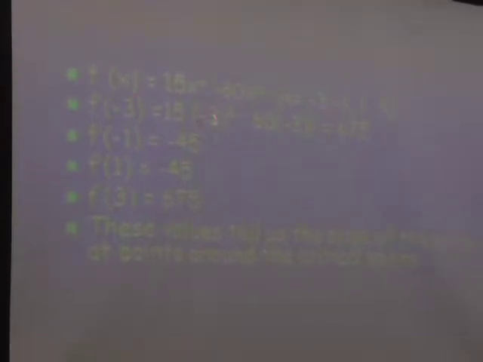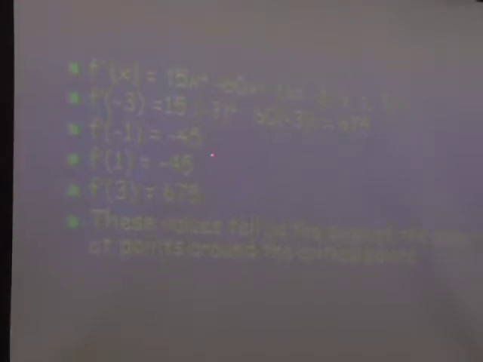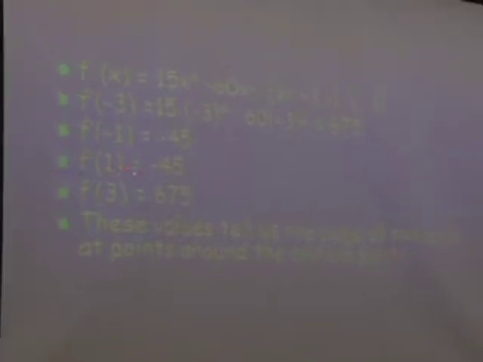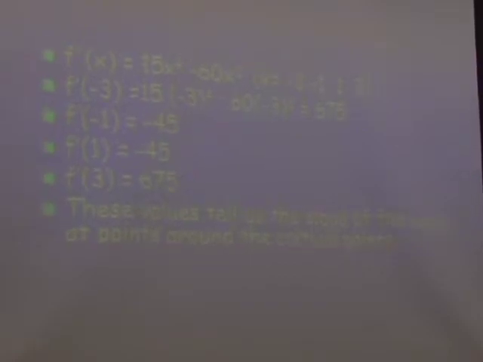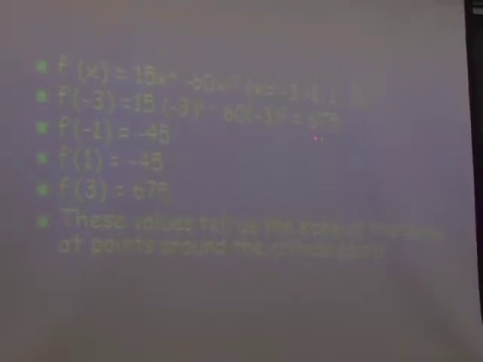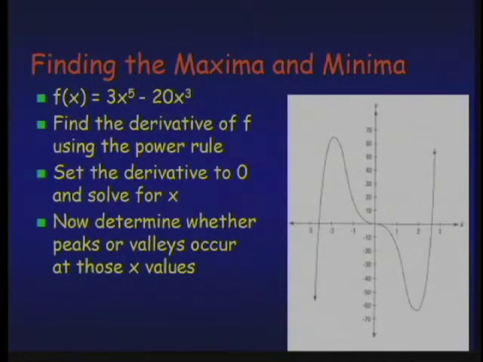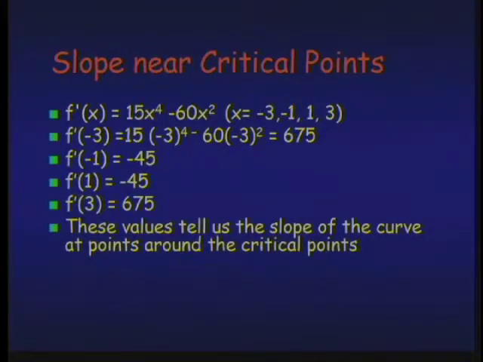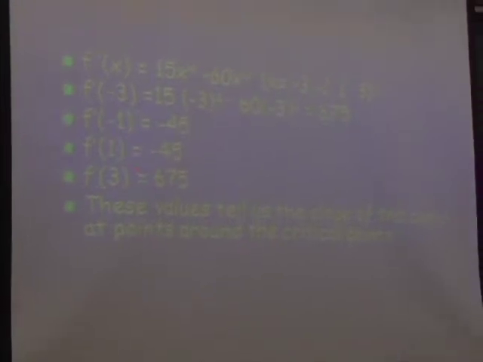If x is equal to -3, I plug -3 into that equation, I get 675. If x is equal to -1, I plug it into that, I get -45. If I plug 1 into that, I get -45, and then 675 again. So that tells me that when x is -3, the function is steeply upward sloping. Is that the case? Yes, it's going up steeply, right? And when x is 3, it's also steeply upward sloping. And that's what's happening here.